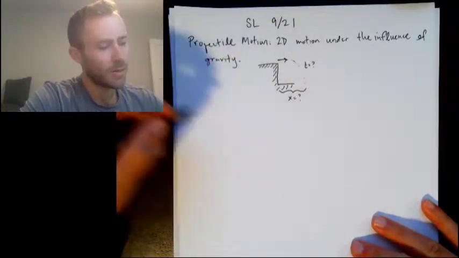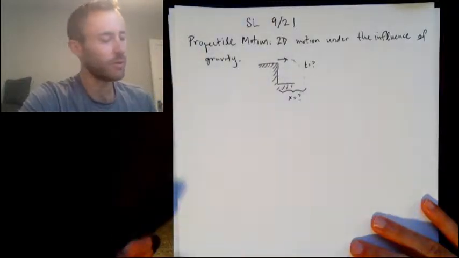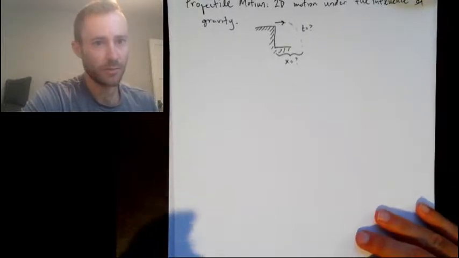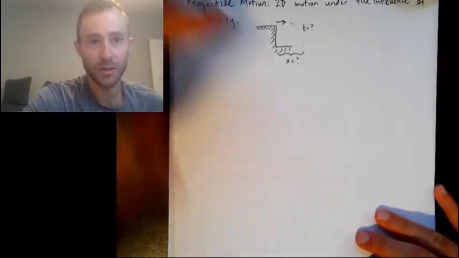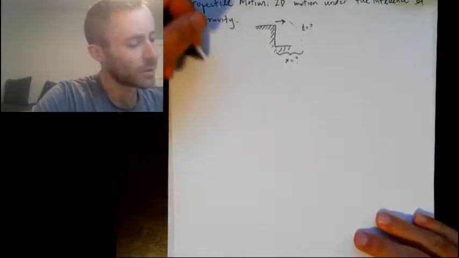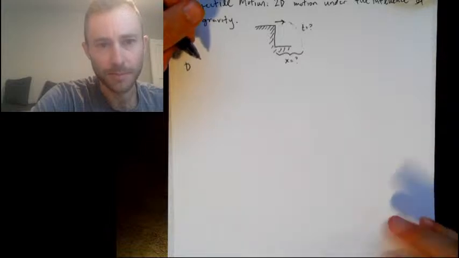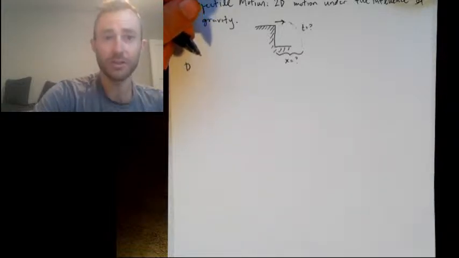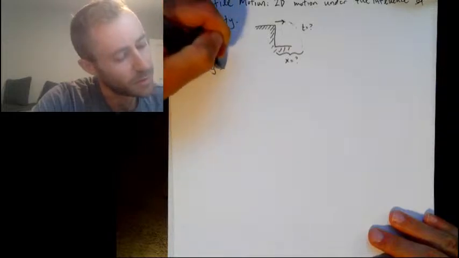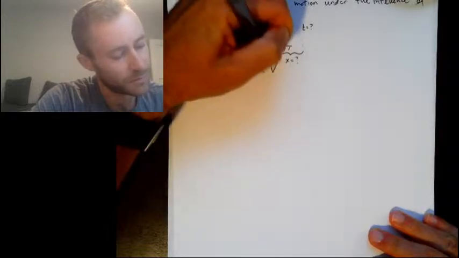So projectile motion is inherently two-dimensional, right? So one of the things we're going to be dealing with is velocities that are not horizontal or vertical, but diagonal. So what I want to talk about briefly is how do we deal with velocities that are diagonal? Dealing with diagonal velocities.